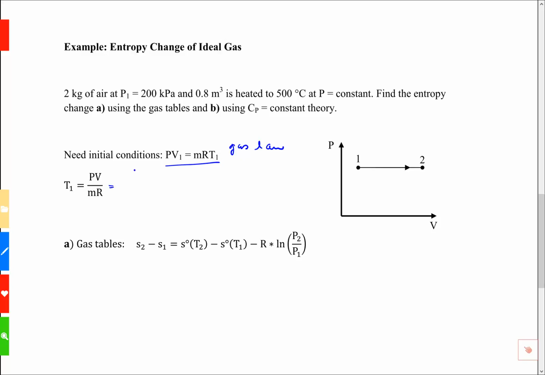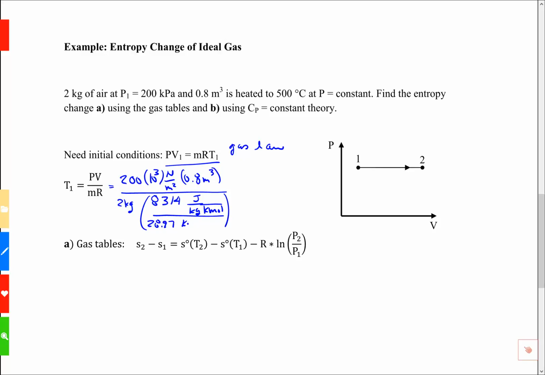Let's do the calculation. The initial pressure, actually the pressure during the whole process, is 200 times 10 to the third newtons per meter squared. The volume is 0.8 meters cubed. The mass, we're told, is 2 kilograms. The specific gas constant I'm going to construct from the universal gas constant, 8314 joules per kilogram mole, and I'm going to divide that by the molecular weight of air, which is 28.97 kilograms per kilogram mole. All right, when I compute that, I get 279 Kelvin. So that's the initial condition. That's the first temperature, T1.